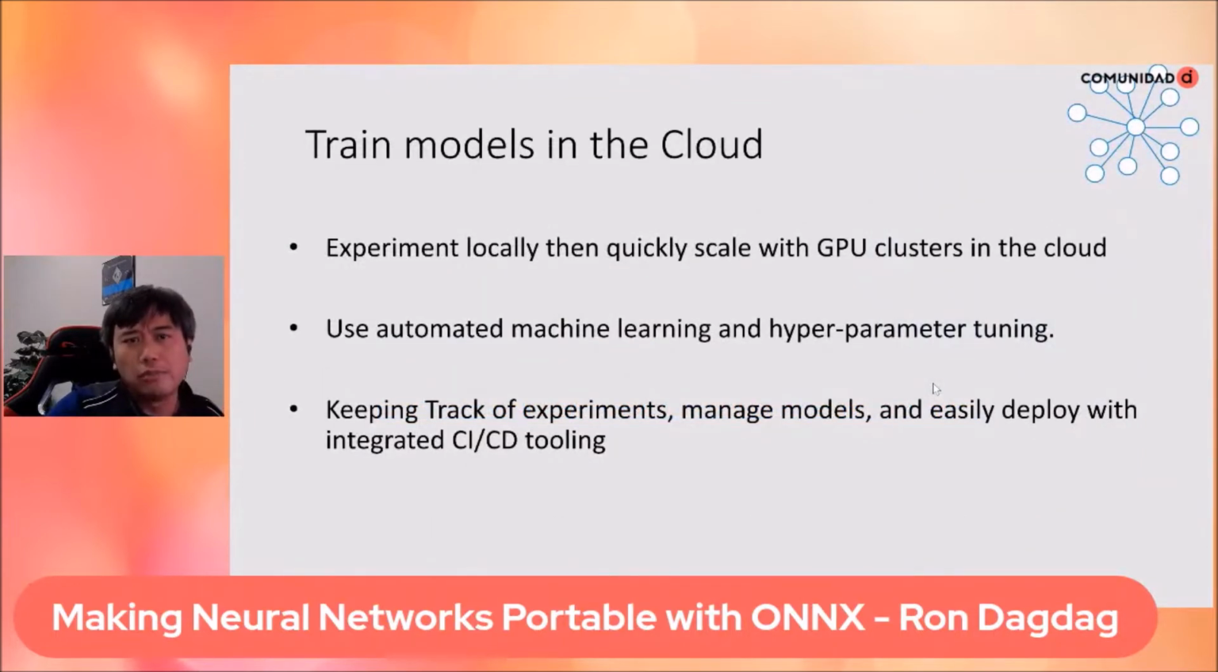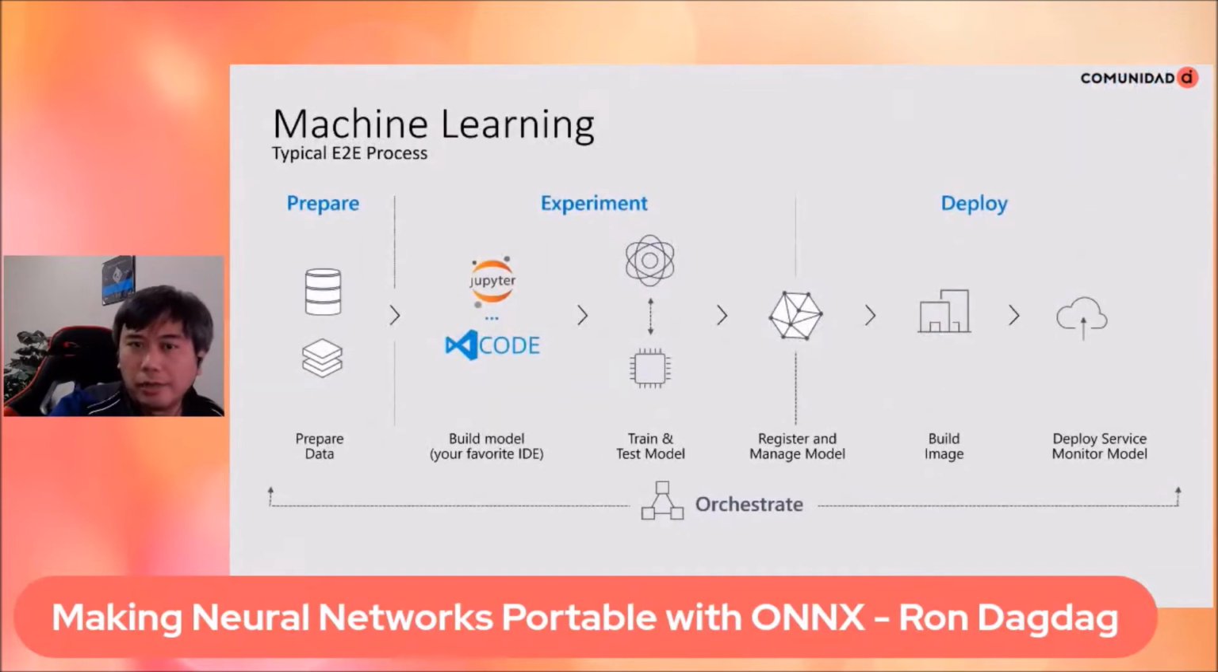You can also train models in the cloud where you can experiment locally, then quickly scale to GPU clusters. You can also use automated machine learning and hyperparameter tuning, track experiments, manage the model, and easily deploy them as part of your CI/CD tooling. What I'm trying to say is that you can experiment locally on your machine, but you can submit it in the cloud where you can train and test your model.